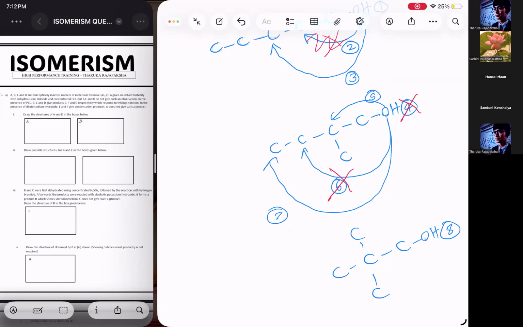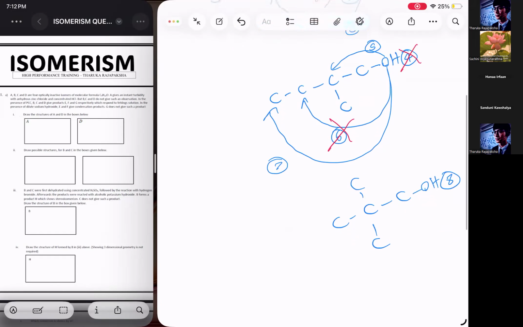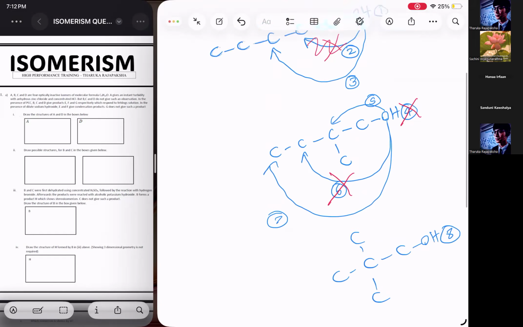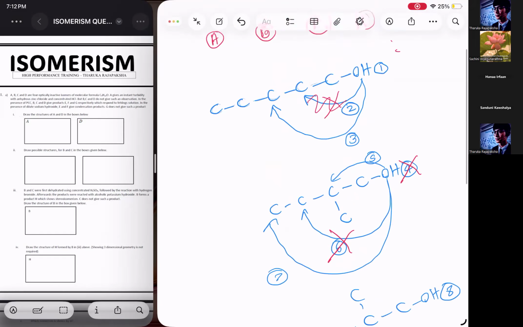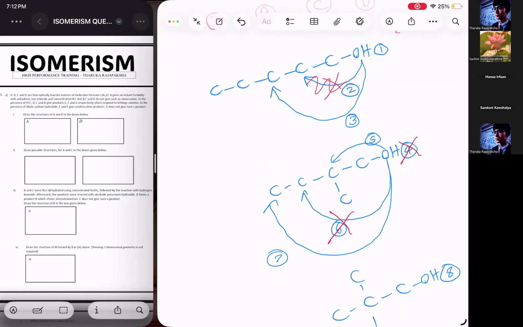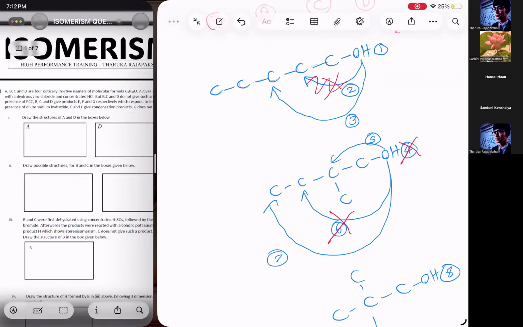What about the seventh one? Seventh one is not optically active, so you can have that. Then we move down. Eighth one is not optically active. So we have removed three answers now. We have removed the second one, the fourth one, and the sixth one by looking at the fact that they are optically active. Right? All A, B, C, D are optically inactive.